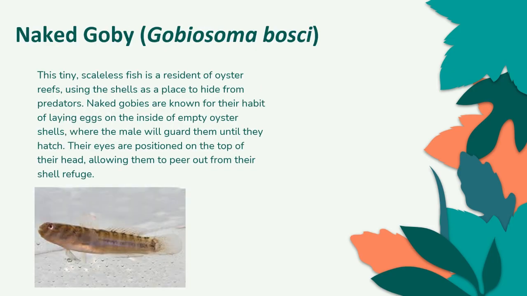The naked goby. This tiny scaleless fish is a resident of oyster reefs, using the shells as a place to hide from predators. Naked gobies are known for their habit of laying eggs on the inside of empty oyster shells, where the male will guard them until they hatch. Their eyes are positioned on the top of their head, allowing them to peer out from their shell refuge.